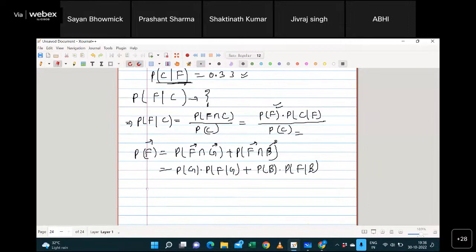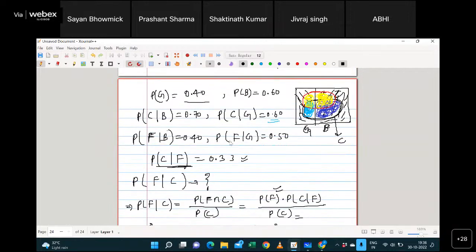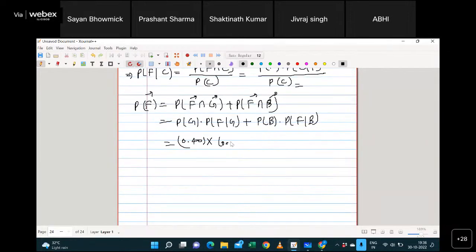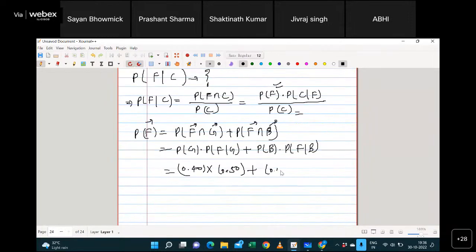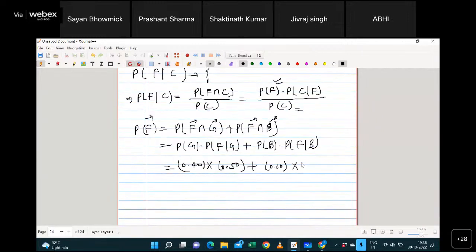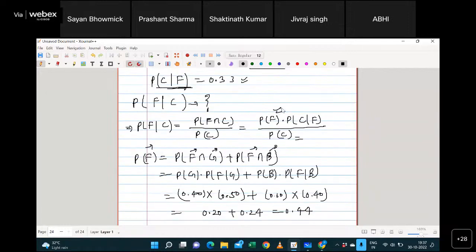Let me erase these things. So probability of G is given as 0.4, into probability of F given G, 0.5. Plus probability of B is 0.6, into probability of F given B, which is 0.4. So 0.4 into 0.5 is 0.2, plus 0.6 into 0.4 is 0.24. So it's 0.44. We have found the probability of F.